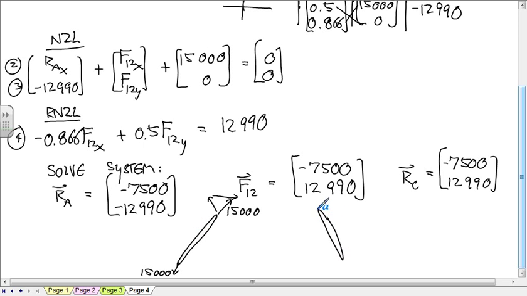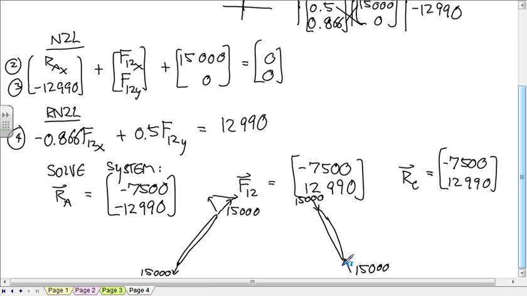So this member is in tension, 15,000 newtons. Then this one, only at this pin, it only has F12 acting on it, well, F21, negative F12. Oh yeah, I drew that wrong. So this is pointing in this direction, and this is pointing in this direction. So member 2 is in compression, 15,000.